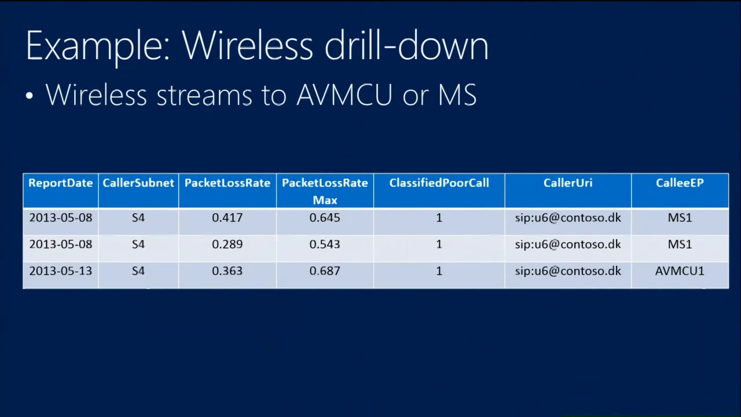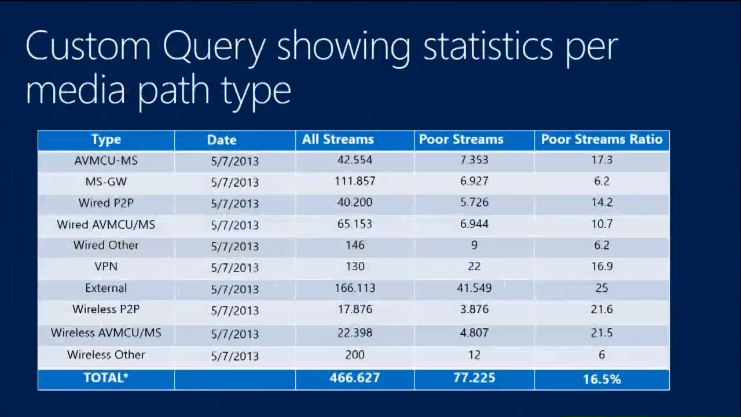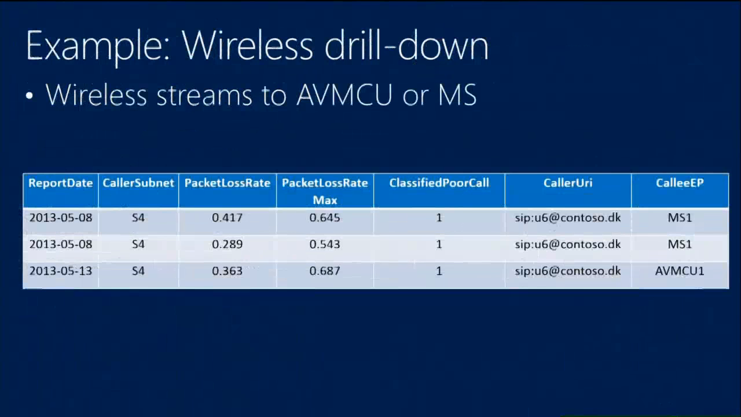So let's assume you run these queries, then you want to drill down on a problem area to fix. And I've taken the wireless streams because we have some good guidance on how to fix wireless problems. So here's a result. You can see here I had just wireless calls per day. Now I want to focus on subnets. So maybe it's only one of my wireless subnets which has a problem. So I can see that using this custom query.